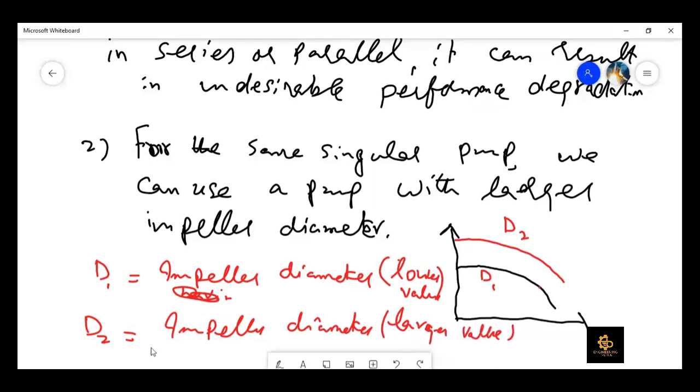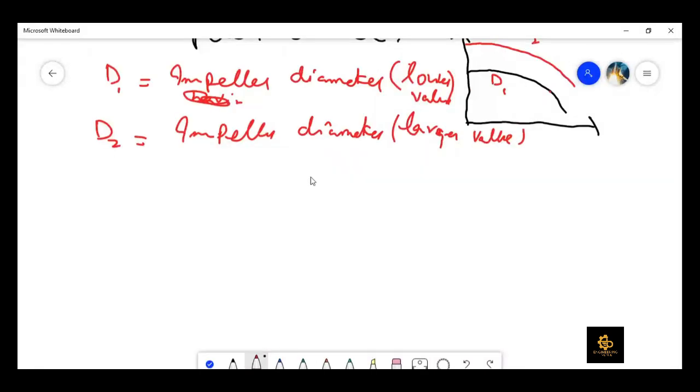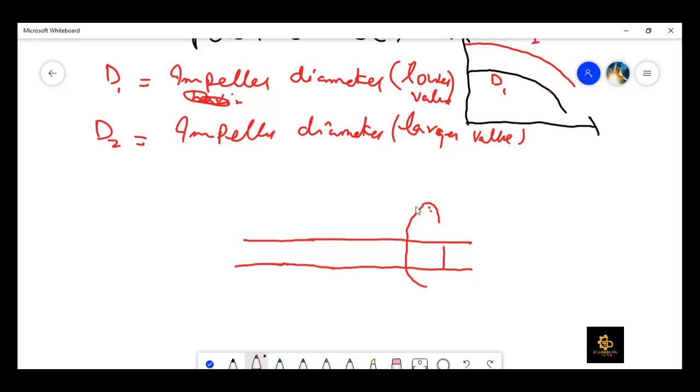I will try to make a schematic of that. So here we have got a shaft, which is the main shaft on which the whole rotating assembly sits. So we are talking about an impeller diameter of this. On it we have the rotor blades and everything. So this is D1. Now this impeller diameter of the rotor can be replaced with a larger impeller diameter, something like this. So it would have a diameter of D2.